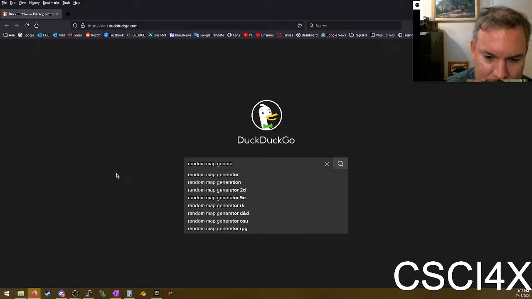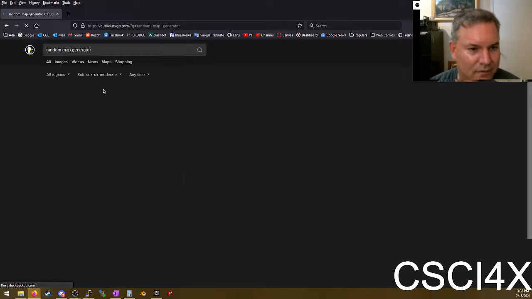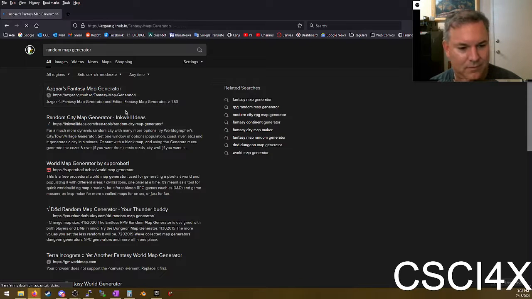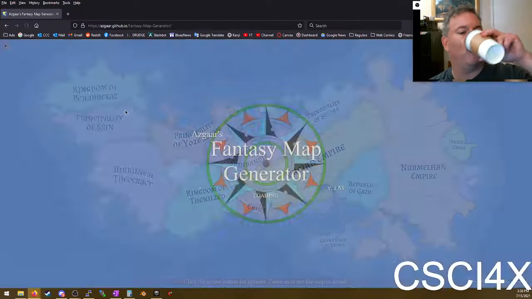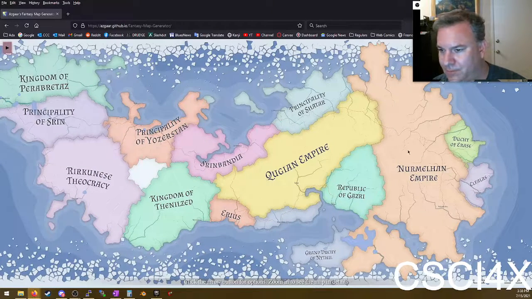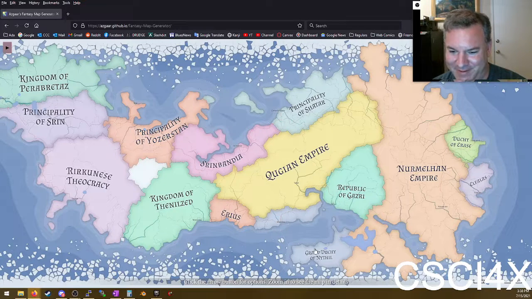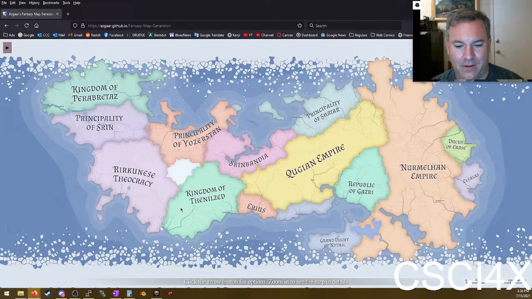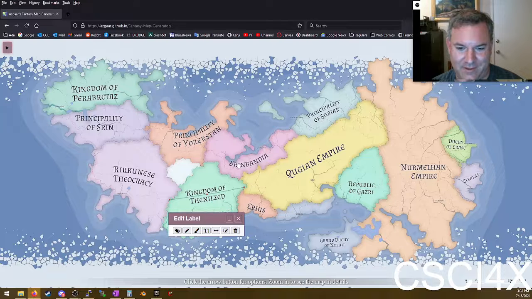a random map generator. There's a really nice one that I was looking at. Maybe it's that one. Yeah, you see that? So you see how they draw the edges of each kingdom? The Duchy of Erase. Elfalis. The Grand Duchy of Nithil. So where the edges are, you see how they put like a little dotted line there. Is that a real one? No, it's a random map generator. The kingdom of Thinizlid.